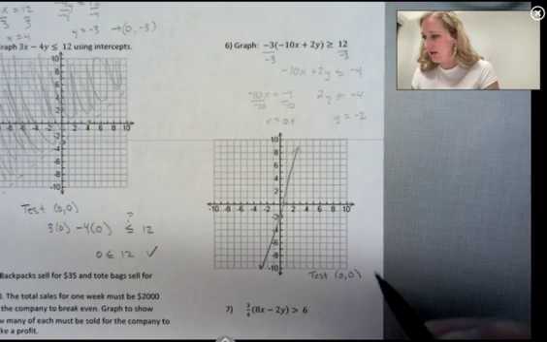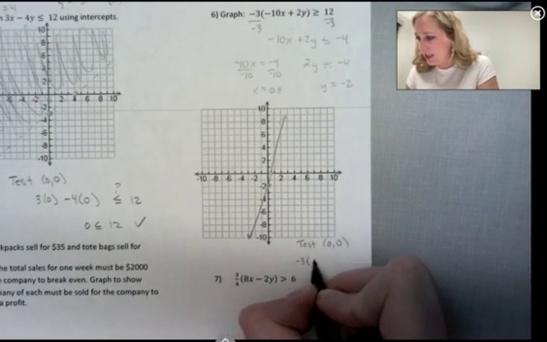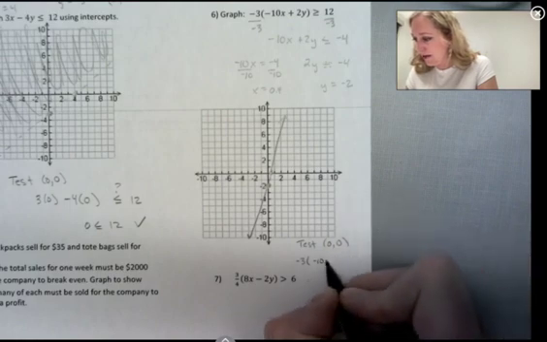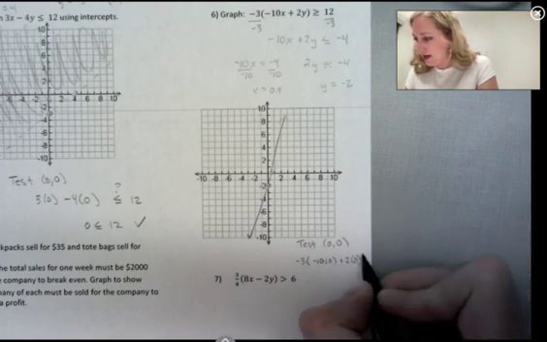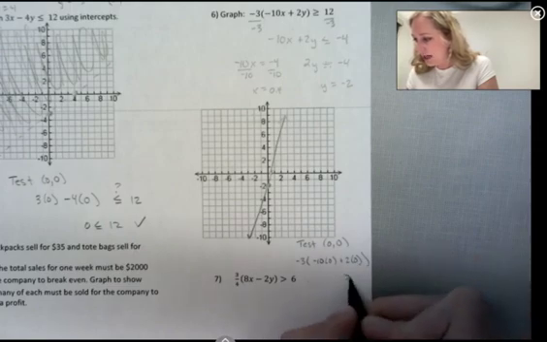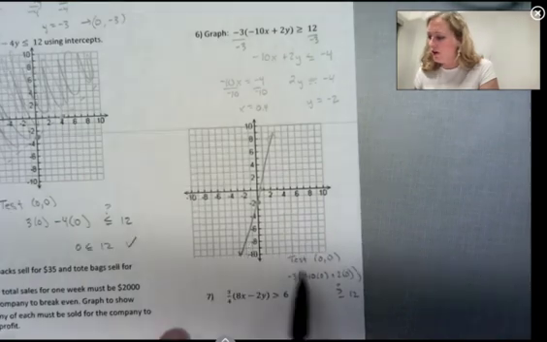So I'm just going to plug it back into the original here. So I have -3 times -10 times 0 plus 2 times 0. And then I'm asking, is that greater than or equal to 12? Okay, so do my math over here.